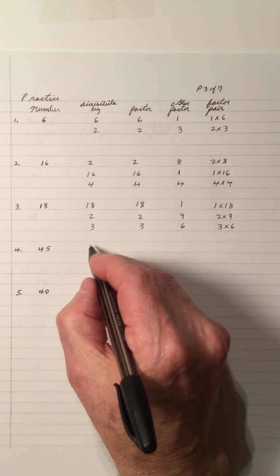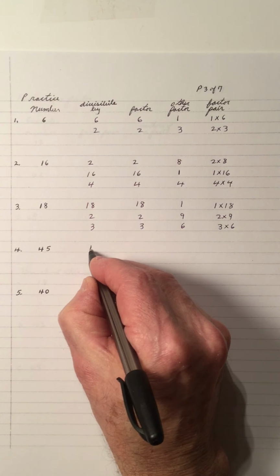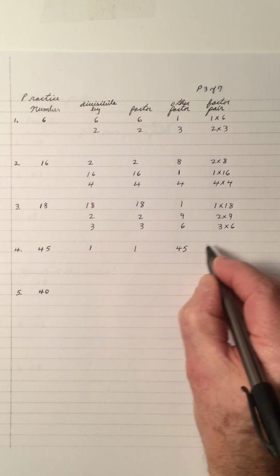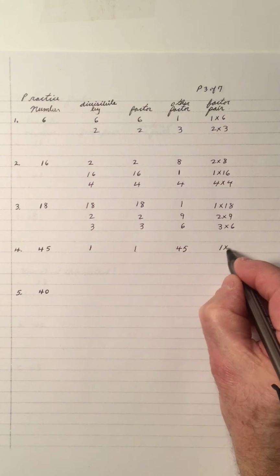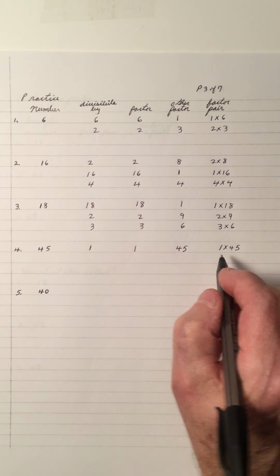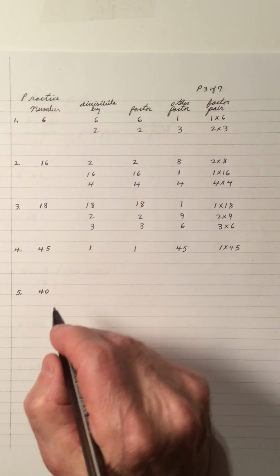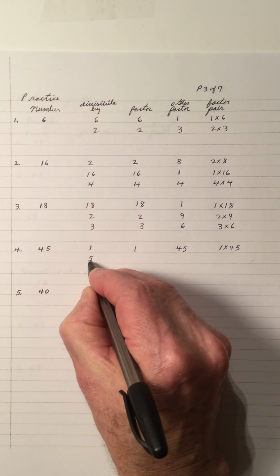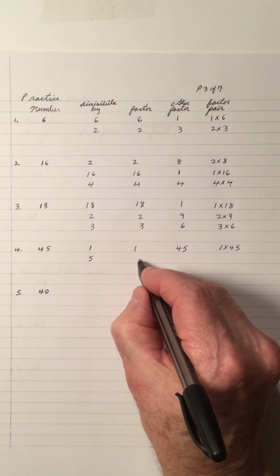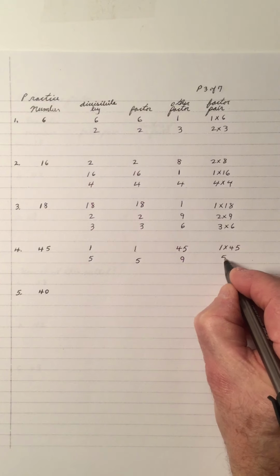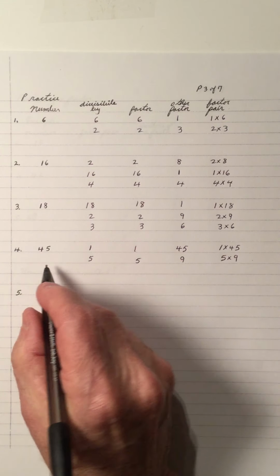45. Notice I have divisible by 1. 1 is a factor. The other factor is 45 because 1 times 45 gives you 45. 1 and the number are always factors of the original number. It ends in a 5, so it's divisible by 5, a factor of 5. 45 divided by 5 is 9. So 5 nines are 45.